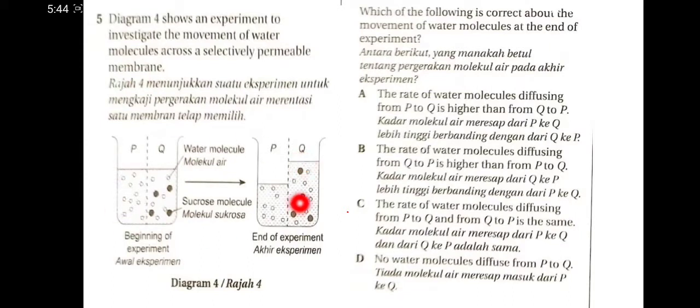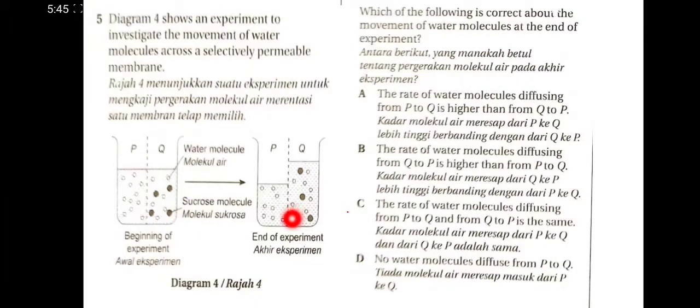So this is the diagram 4. Here we want to investigate the movement of water molecule across a selectively permeable membrane. So this is the beginning of the experiment. We have P and Q here. The white molecule is the small water molecule. The bigger, black one is the sucrose molecule. So this is the beginning of the experiment and this is the end of the experiment.